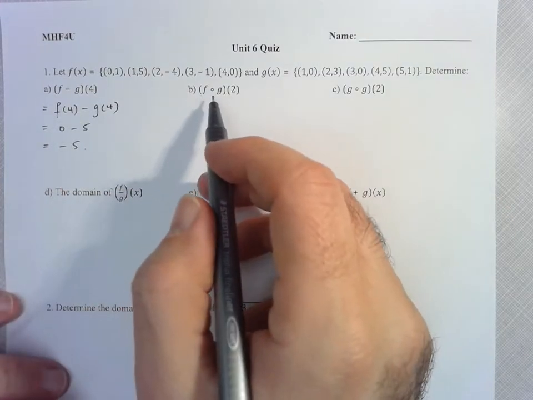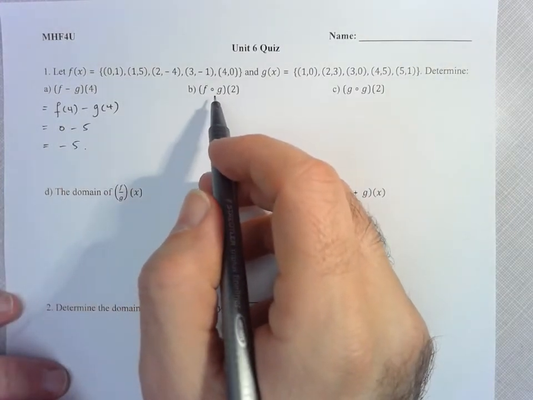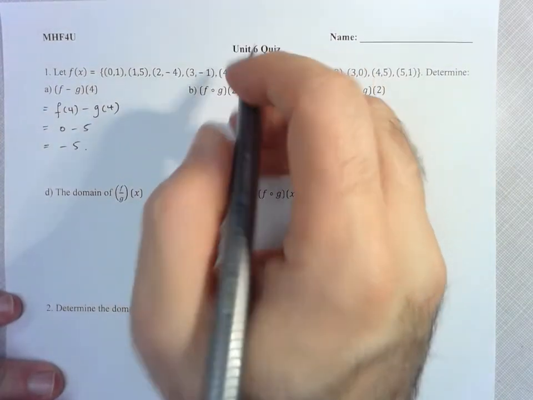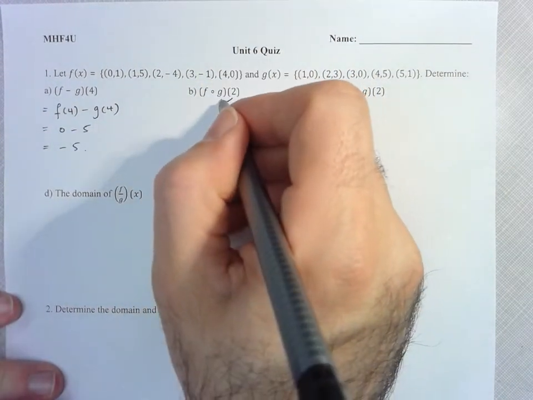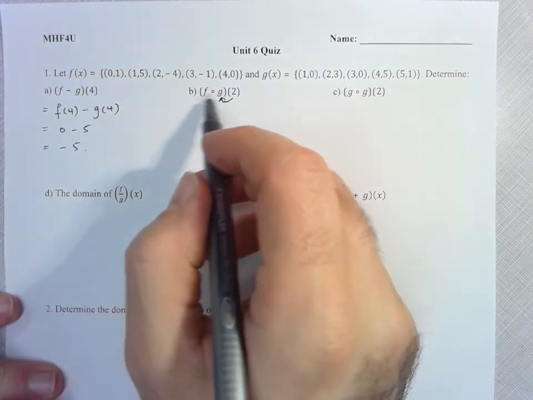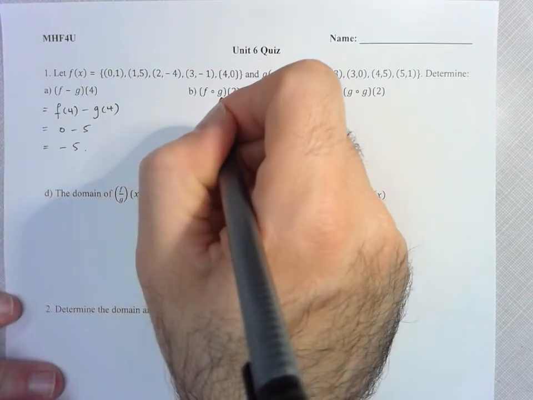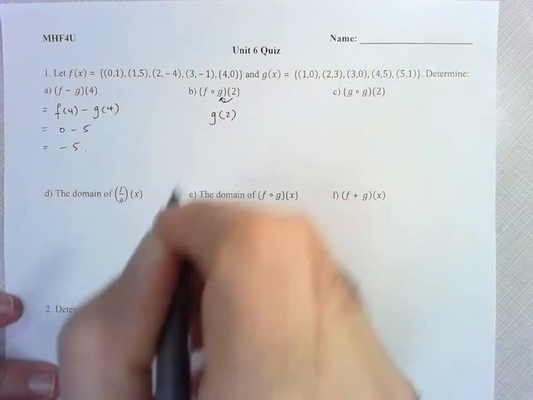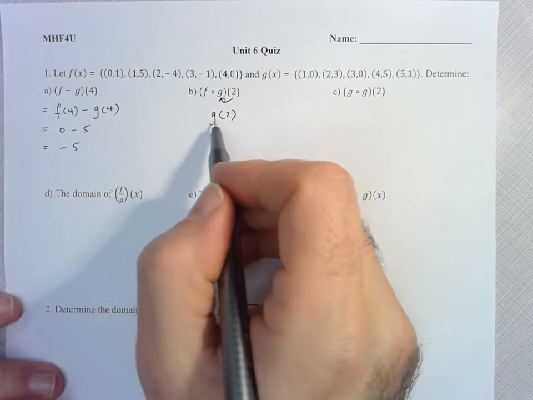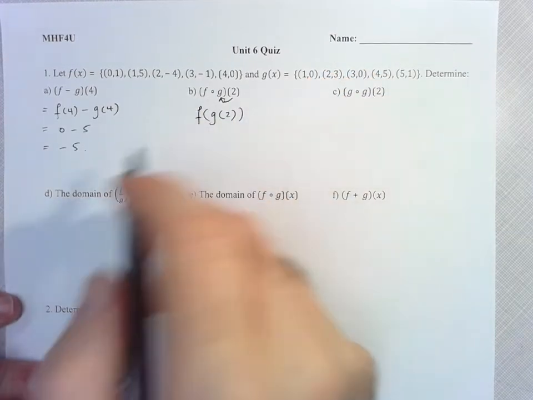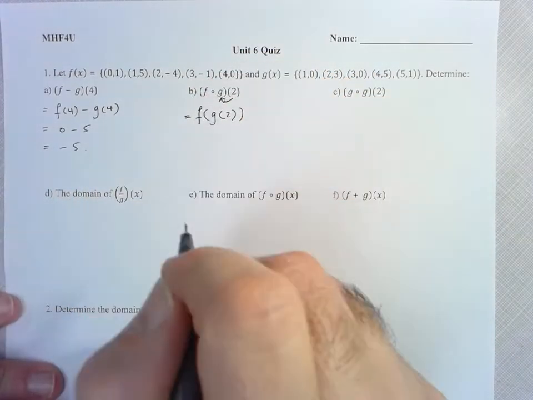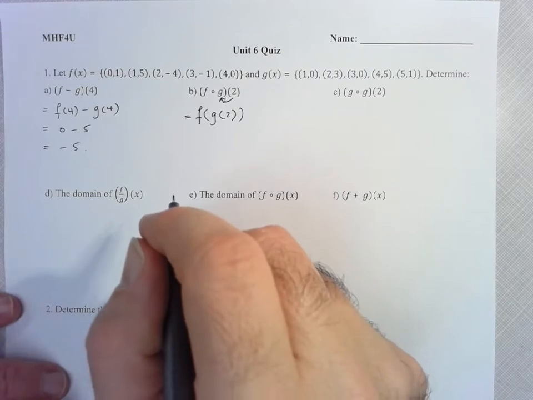Now let's take a look at B. Here we have a composition, so this works a little differently. First, the input goes into the function nearest it. Okay, so the second one in my composition. Okay, so first I take g of 2. Then that output becomes the input to the second function, which is the one on the left. Okay, so this is how we calculate a composition.